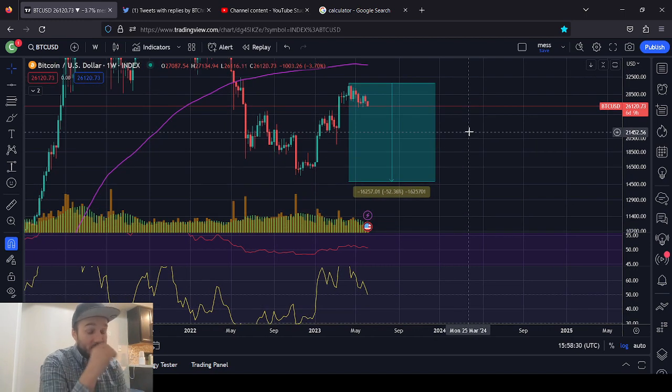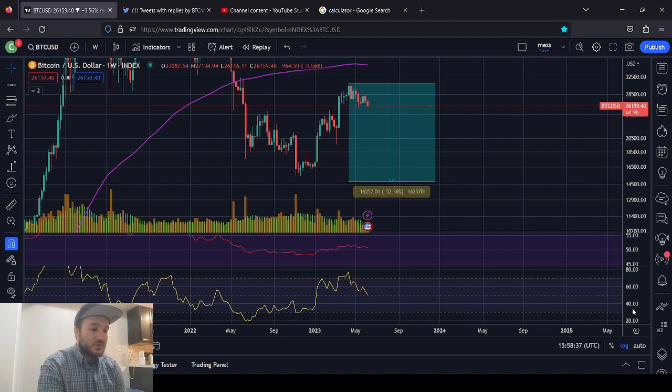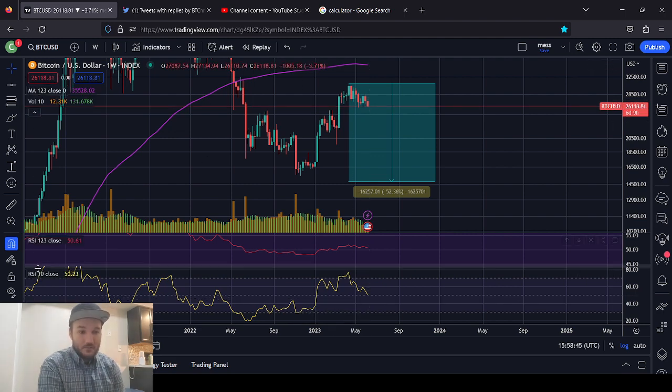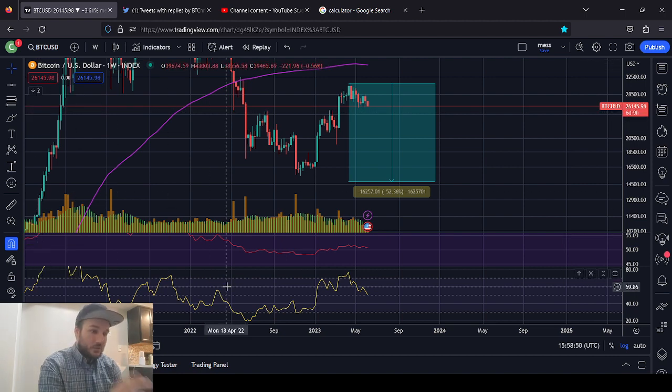This week might be the validation of my theory, of my notice that for 100% of the time, anytime Bitcoin on the weekly scale has gone from overbought to below the 50 on the RSI, and the RSI parameter I use is 10 for my short-term RSI. Long-term is 123. You can measure it yourself if you want to.